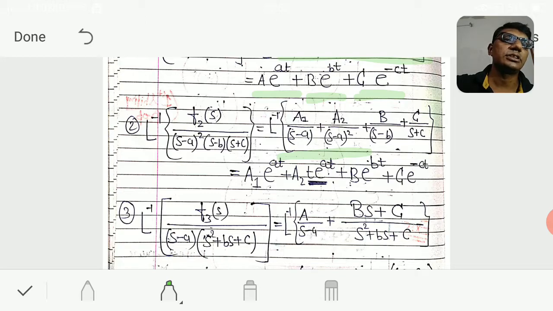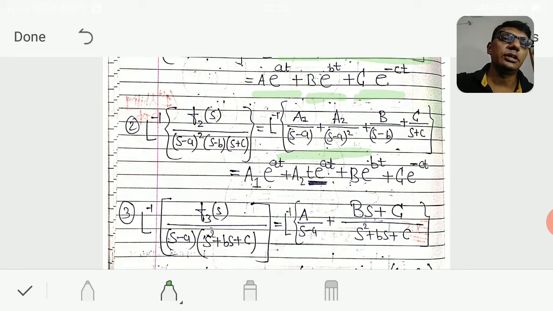Now we apply the linear property of inverse Laplace transformation and apply the inverse Laplace transformation. After applying the inverse Laplace, we get A1 into e raised to at plus A2 into t e raised to at plus B into e raised to bt plus C into e raised to minus ct. And here A1, A2, B, C all are constants, and we will find them by putting different values of s or comparing both sides.